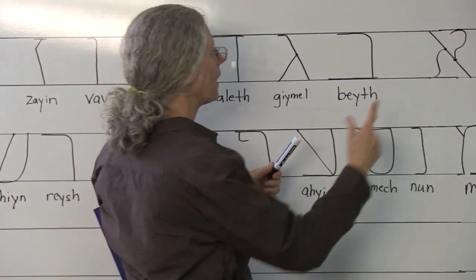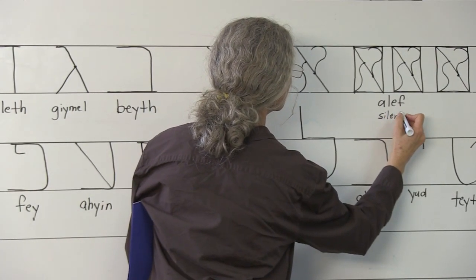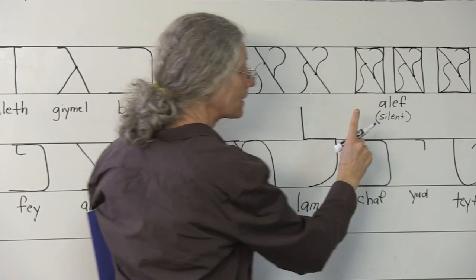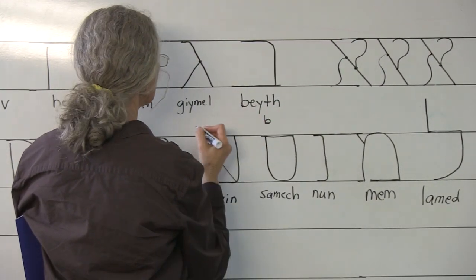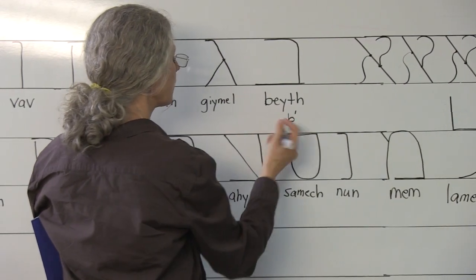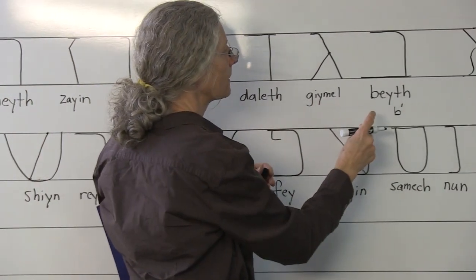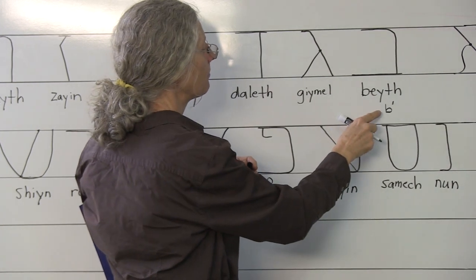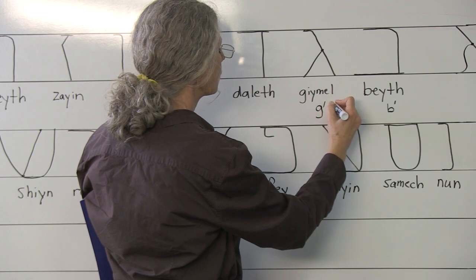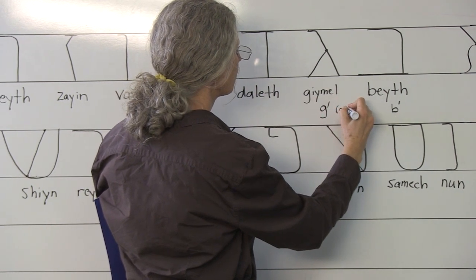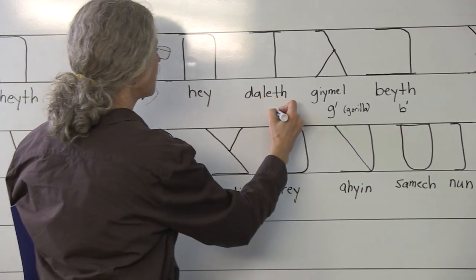Okay, so the Aleph is silent. Okay, but it does take the sound of the vowel. That comes later. The Beyth has a B sound, and I'm going to put the apostrophe here because that means that you're saying the sound of the letter itself. Like bread. Right. So that'll be a B. The Gimel is a G sound, as in gorilla. Okay. G. Dalet is D.